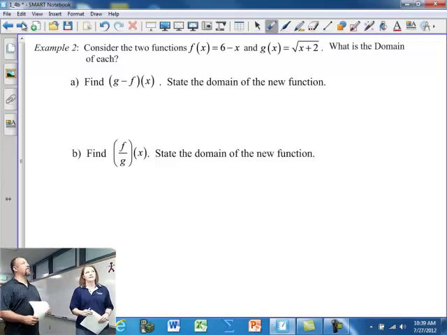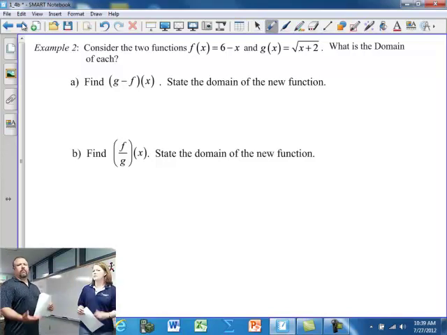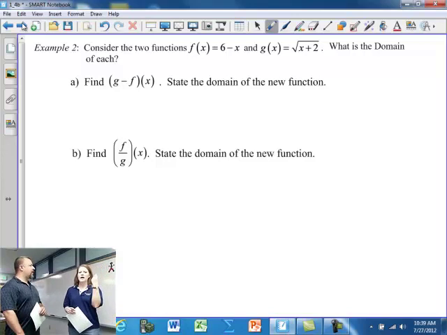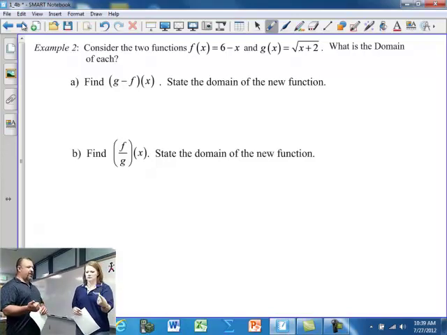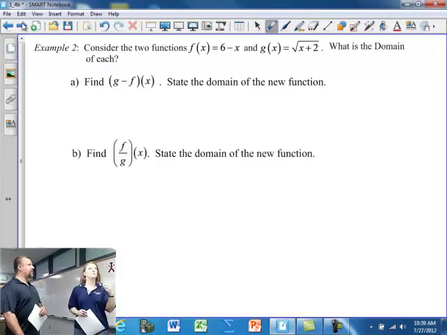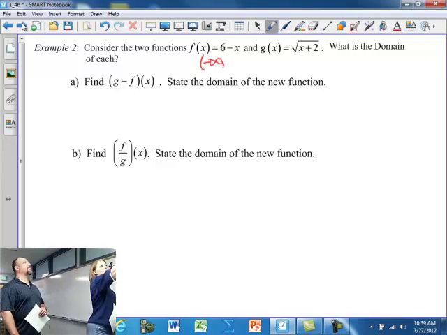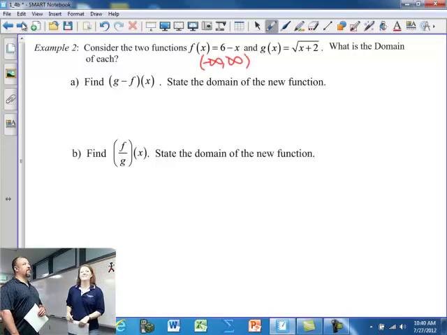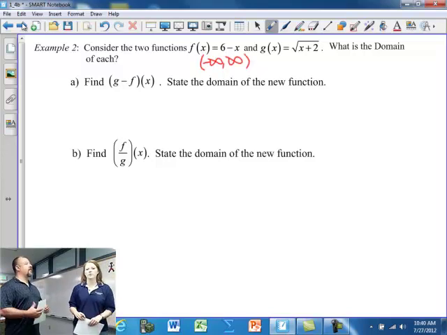So f of x equals 6 minus x. What's the domain? Well, we had 3 domain rules the other day. We cannot take the square root of negative numbers, we cannot divide by 0, and we cannot take a logarithm of negatives or 0. Last time I checked, 6 minus x doesn't do any of those. So all real numbers. I'm going to write that with interval notation.